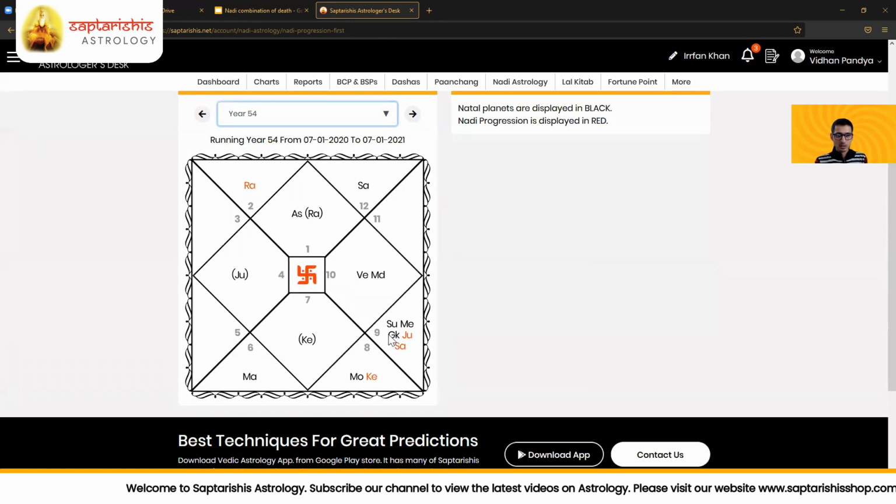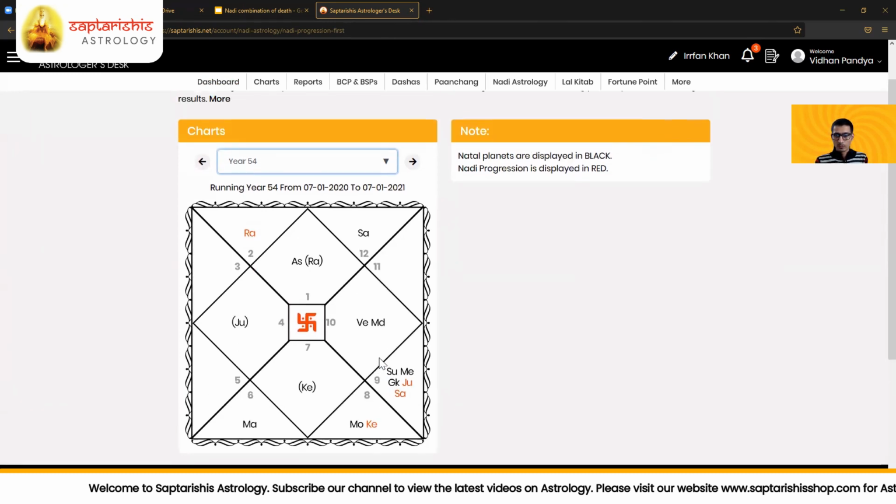And then Ketu and Rahu have an aspect on the natal Moon. Here we can see Ketu is progressing over the natal Moon, and this Ketu is making a trinal connection with the natal Jupiter. Natal Jupiter is in the sign Cancer and Ketu is in the sign Scorpio, so it is in a trine sign with the natal Jupiter.